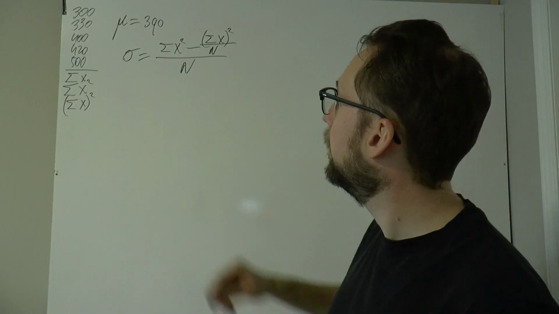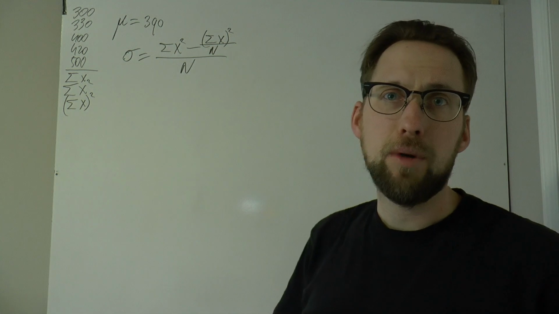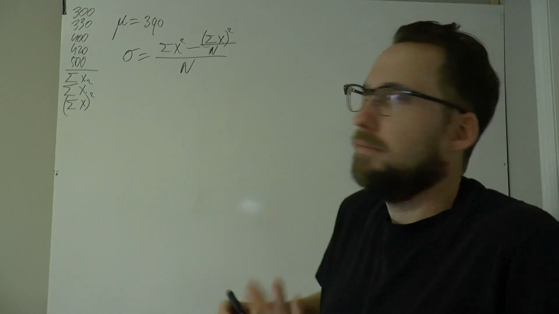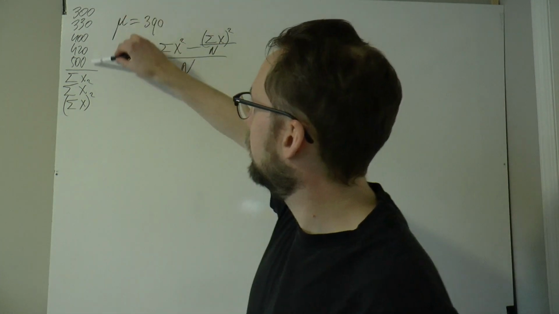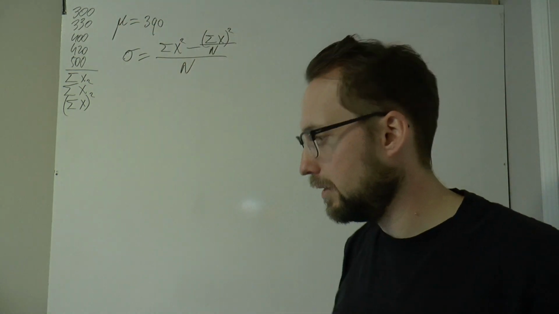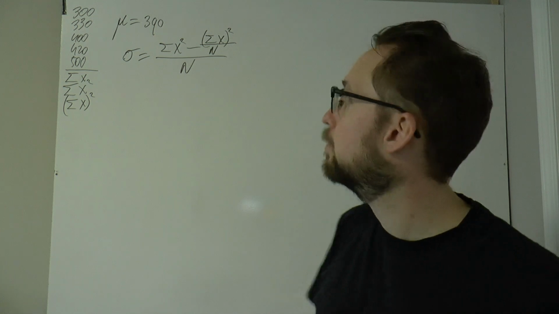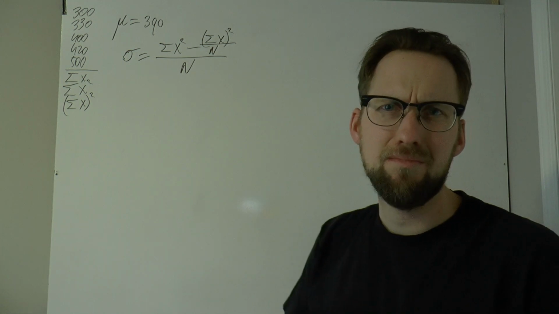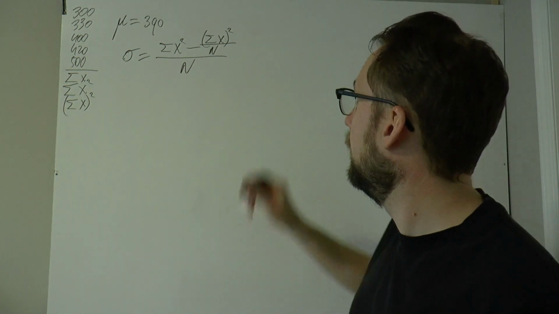Mu is easy, the mean of a population. I didn't even write down the formula, but you know this. You add up these 5 numbers and divide by 5. The mean is 390 milliseconds, to be precise. I think that was the easy part.